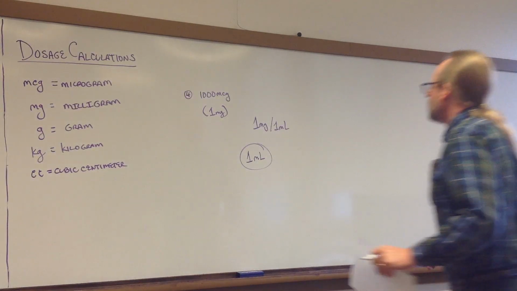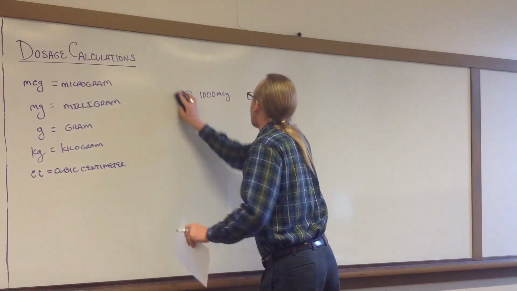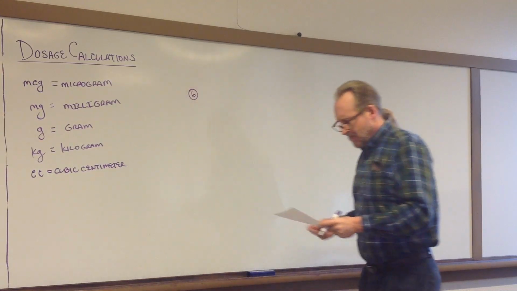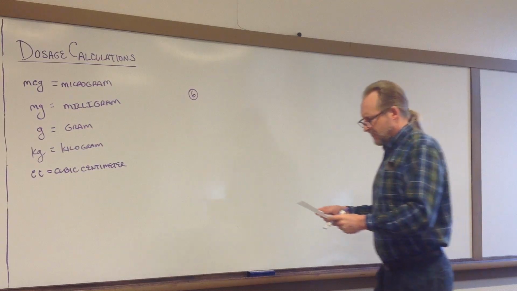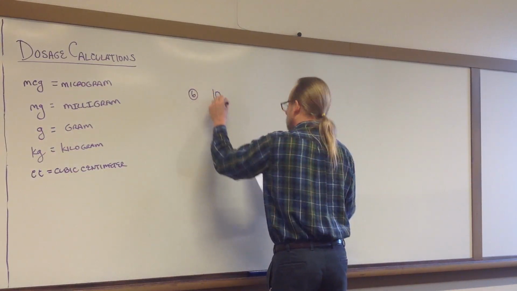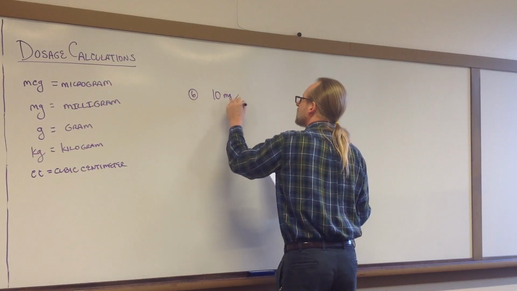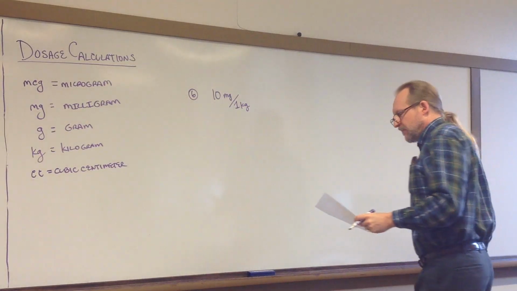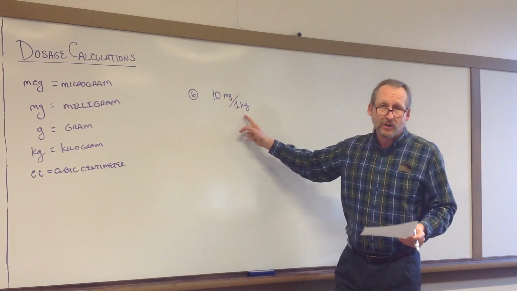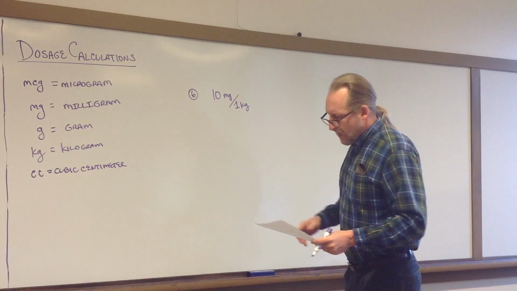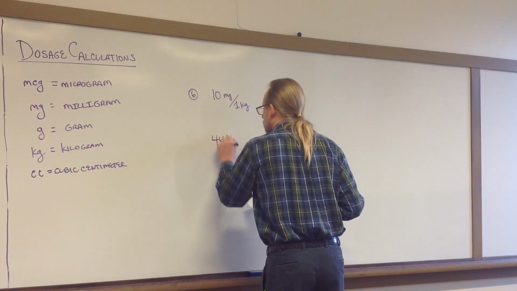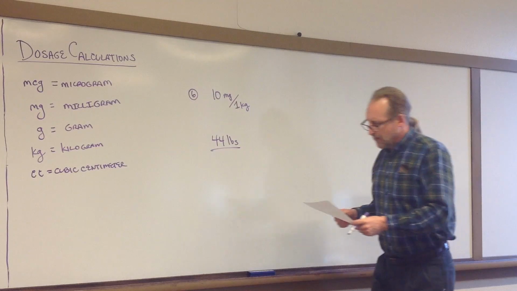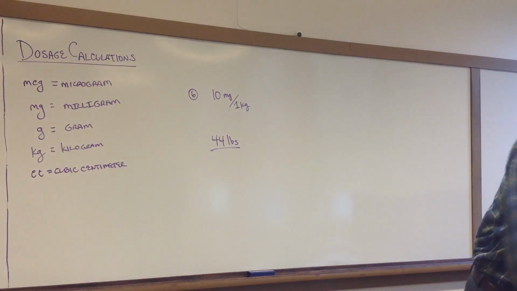Let's keep working on these. Problem 6. So the amoxicillin is prescribed as 10 milligrams per kilogram of body weight. That's a frequent dosage recommendation: how much of the medicine per kilogram of the patient's body weight. Ordered for a patient who weighs 44 pounds. Well, we're going to need to convert that into kilograms because that's how this information was given to us. So let's do that first, and then we'll continue working our way through the problem.